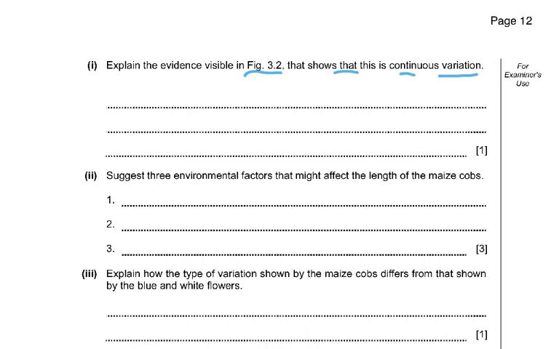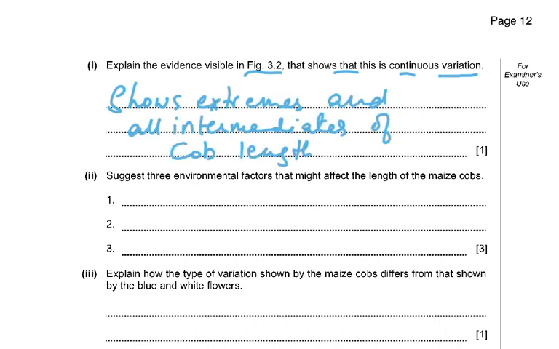What is this? Shows extremes and all intermediates of cob length. And that got you your 1 mark.